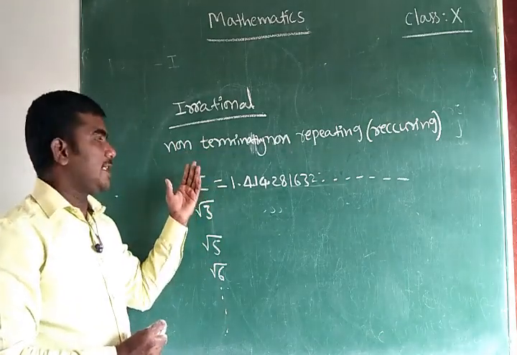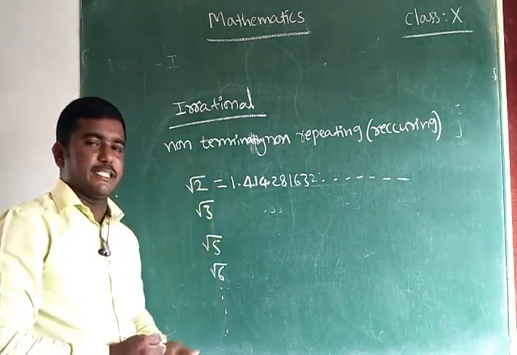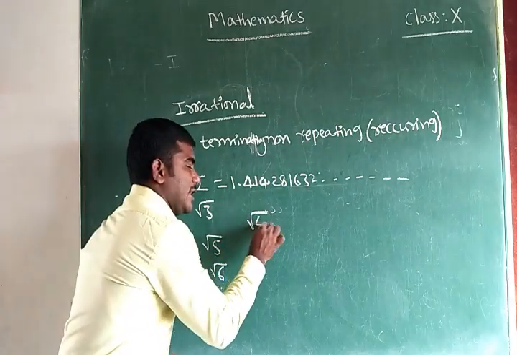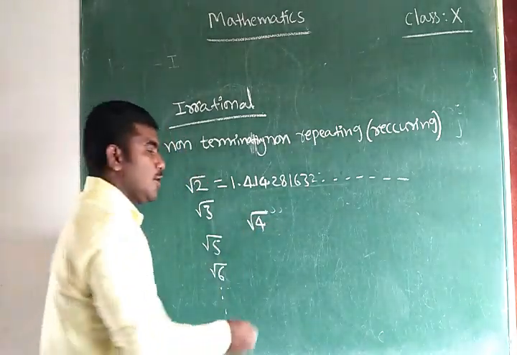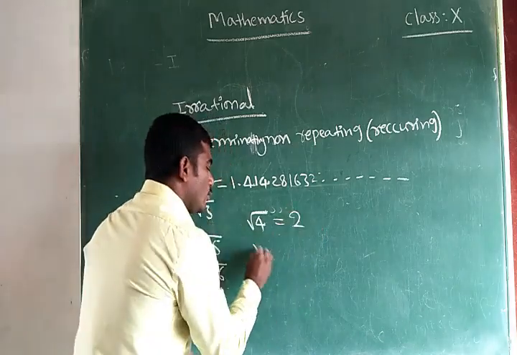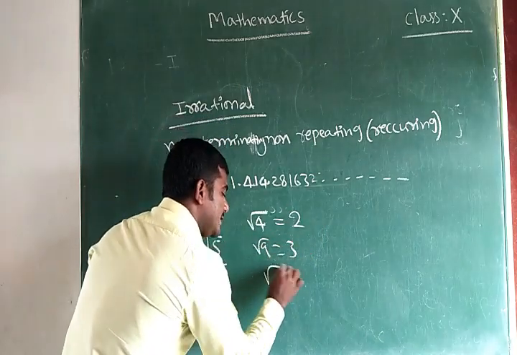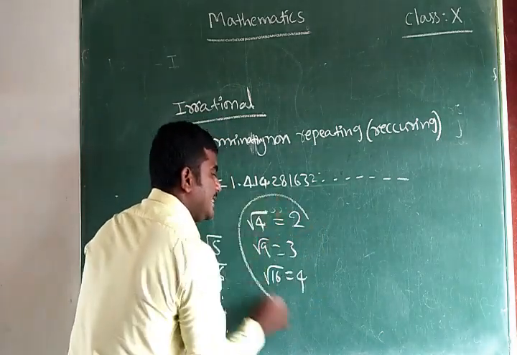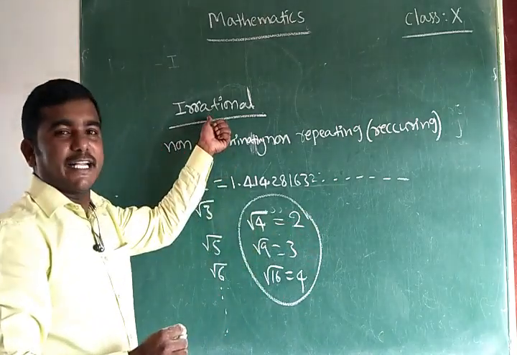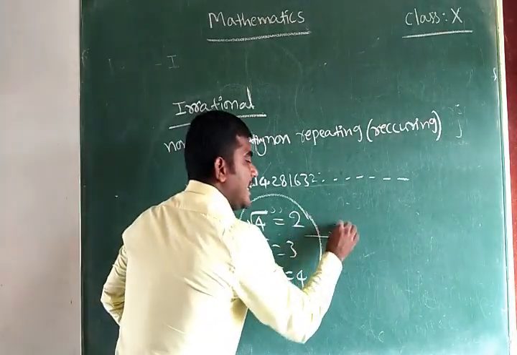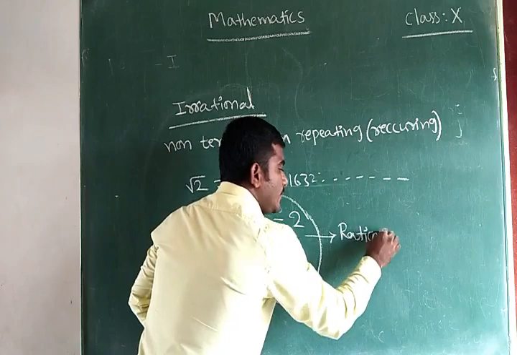What are the examples? Root 2, root 3, root 5, root 6. Root 4 is not an irrational number because what is the root 4 value? Root 4 value is 2. Root 9 value is 3. Root 16 value is 4. See, these are not irrational numbers. These are rational numbers only.